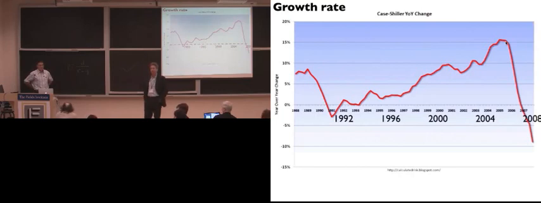I see three types of bubbles. Can you hear in the back? Yes, I can speak louder. I see three types of bubbles. If we consider the traditional definition of a bubble as a gap between some type of fundamental value and some market valuation, what you call fundamental value is very much discussable.